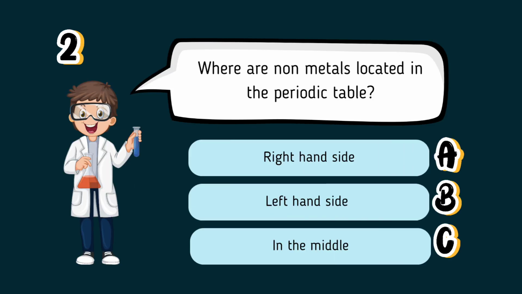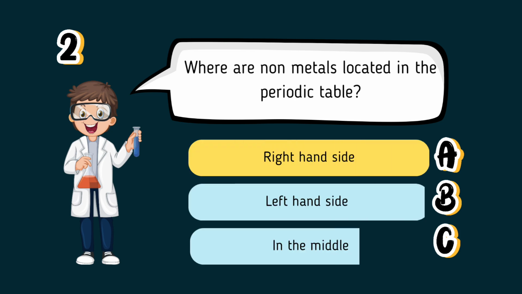Where are nonmetals located in the periodic table? Options are A, right-hand side, B, left-hand side, C, in the middle. Correct option is A, right-hand side.